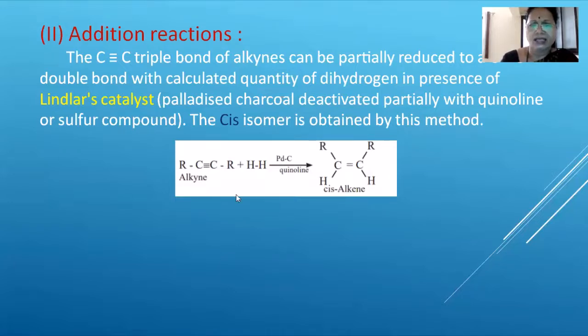Alkyne RC triple bond CR plus hydrogen in the presence of palladium, charcoal, quinoline, formation of cis isomer. Here is the breaking of one carbon-carbon bond and formation of alkene.